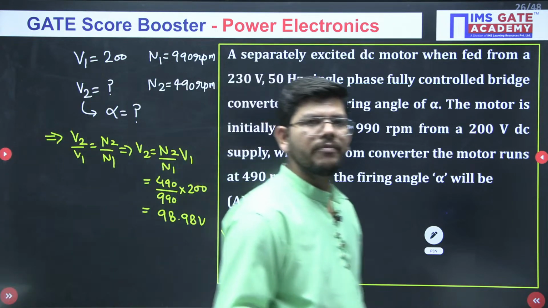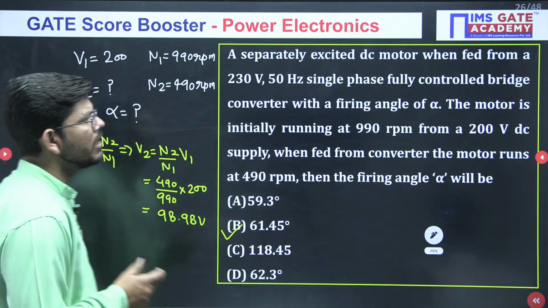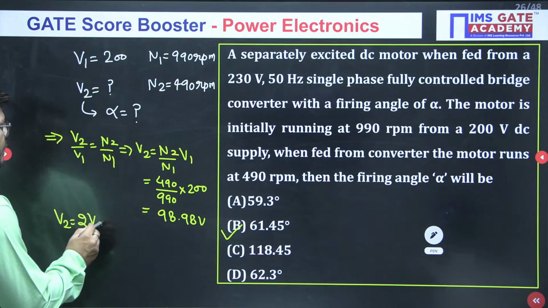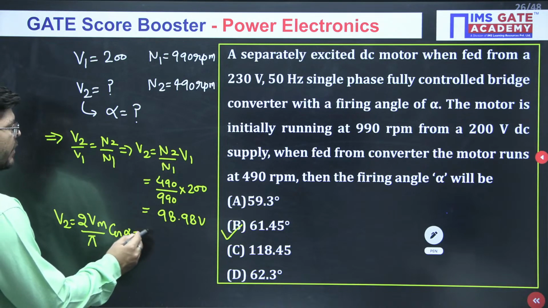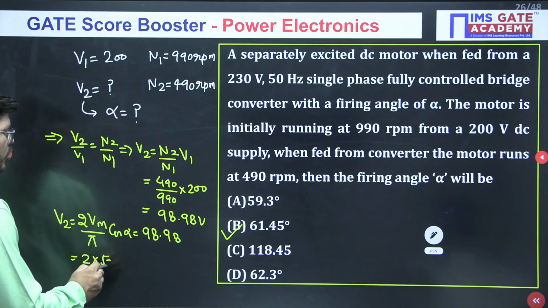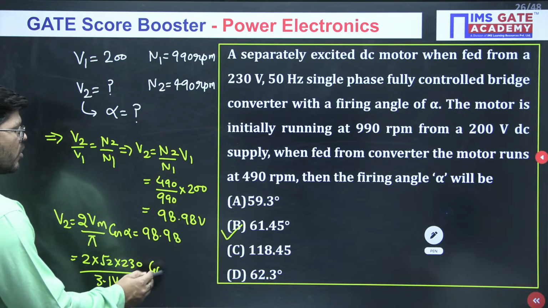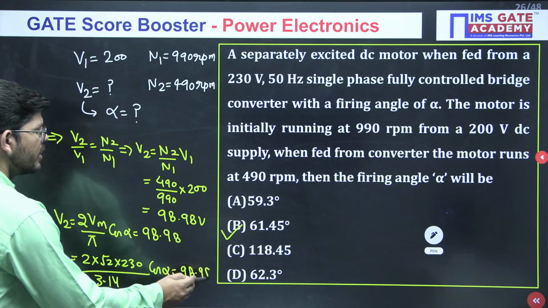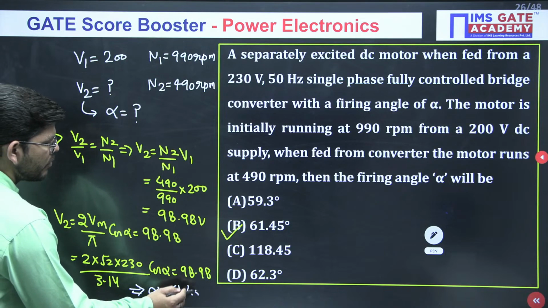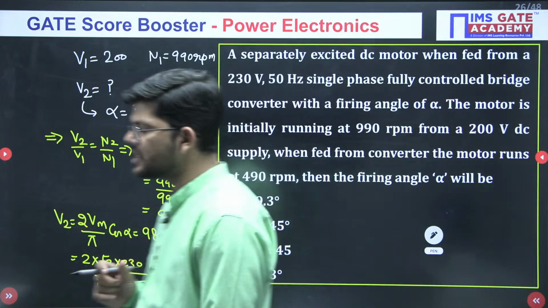Now, this is the DC voltage which we are feeding to the motor from a converter. Okay. And what converter? Single phase fully controlled bridge converter. So what is the output voltage of single phase fully controlled bridge converter? It is 2 Vm by pi cos alpha, and which you have calculated is 98.98. Okay. So now put the values. 2 Vm will be root 2 into supply voltage 230 divided by 3.14 cos of alpha, and it is 98.98. Okay, then if you solve it, your alpha value will be 61.45 degree.